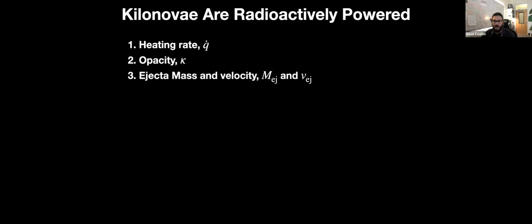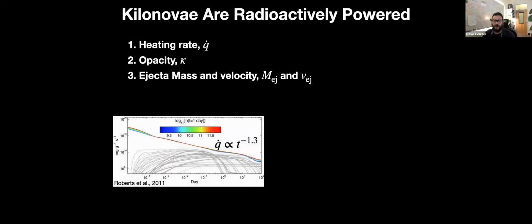Okay. So kilonovae are radioactively powered, and we know how to understand radioactively powered transients like type 1a supernovae. We know that we need a heating rate. We need to know the opacity as well as the ejecta mass and velocity. And there are strong predictions for heavy elements, R process elements like lanthanides, when it comes to these quantities of interest. So the heating rate, you can see here in this plot from Roberts, all these gray lines are really an ensemble of different lanthanides with different half-lives that in aggregate have a heating rate that goes as t to the minus 1.3. So it's a strong prediction.